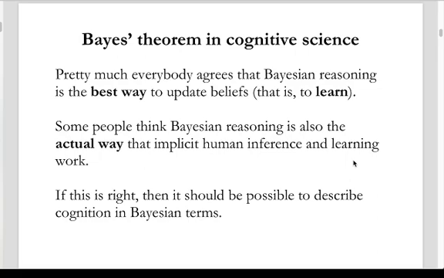That said, it's still worth distinguishing between prescriptive Bayes, this is the best way to do inference, just about everybody agrees with that, versus descriptive Bayes. People use Bayesian inference in their implicit knowledge and cognition. That's more controversial. Right?